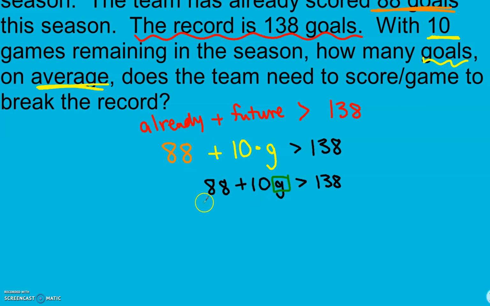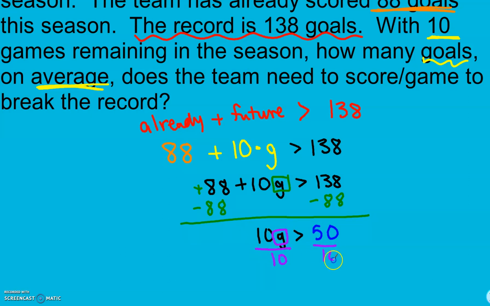So here, I'm going to get rid of this positive 88 by subtracting 88. Whatever I do to one side, I have to do to both. I didn't change my 10g or my inequality. When we add or subtract, we never change our inequality. But what I get here is 50. Now, g is being multiplied by 10, so I go ahead and get rid of multiplication by dividing. And since I divided by a positive number, I can keep that inequality.